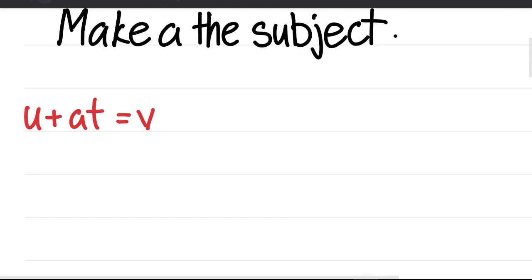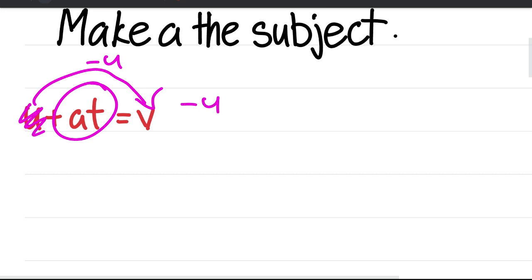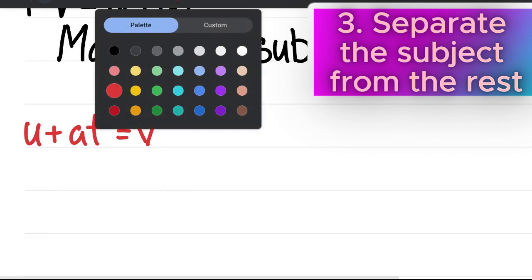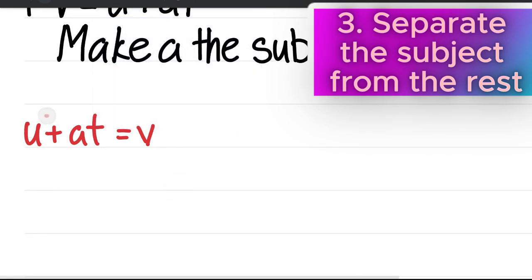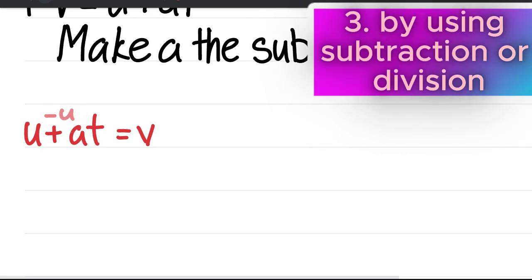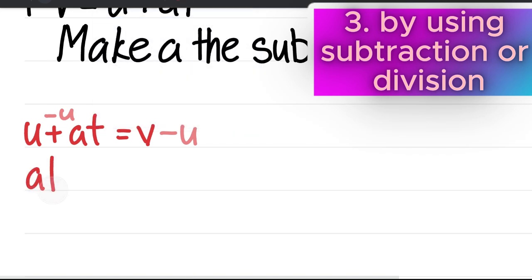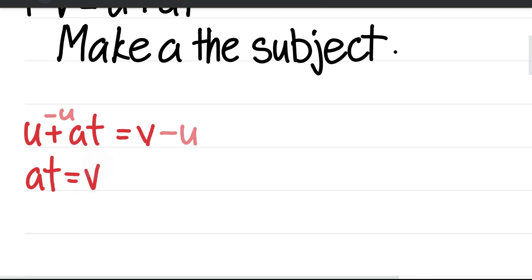Alright, now we want to have AT alone. So we need to move this U to this side. In order to do that, we must subtract U from both sides because we want to get rid of this plus U. So I write with a different color here. Minus U, minus U. So U minus U is basically 0, and AT is left. So V minus U is V minus U.